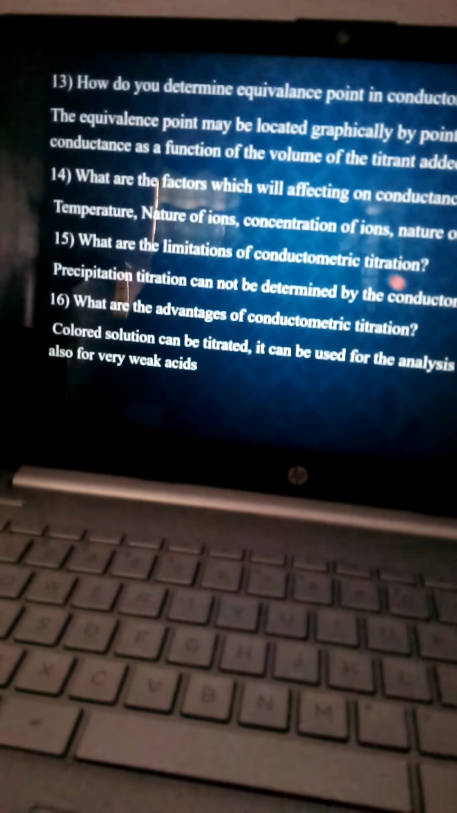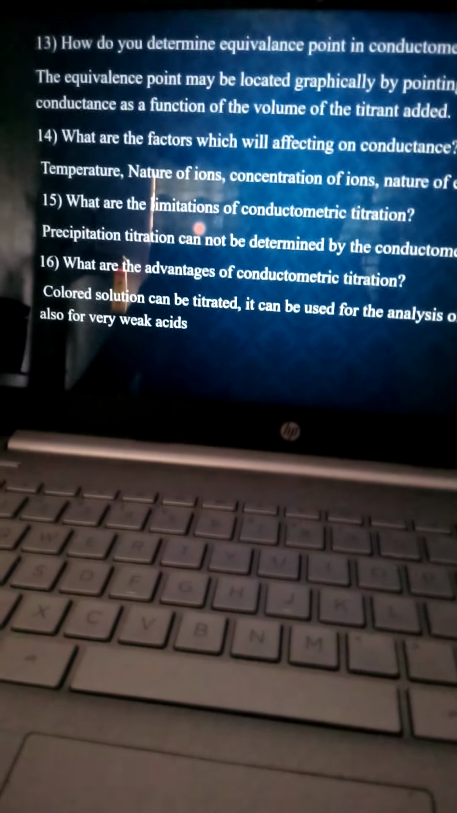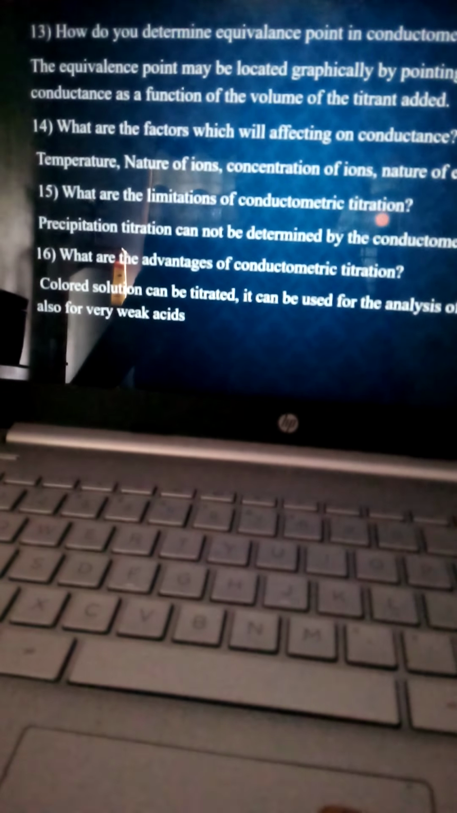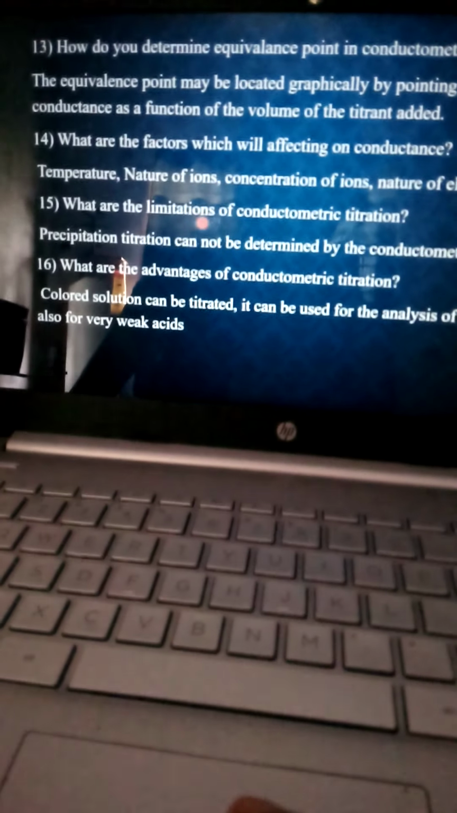What are the limitations of conductometric titration? Conductometric titration has both advantages and limitations. First, the limitations. Conductometric titration is not applicable for precipitation titration. Why? In a precipitation titration, if you do a conductometric titration, it won't give an accurate result because of the formation of precipitate. This is one of the major limitations of conductometric titration.